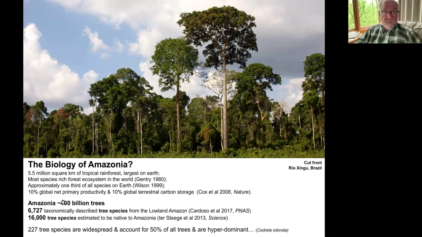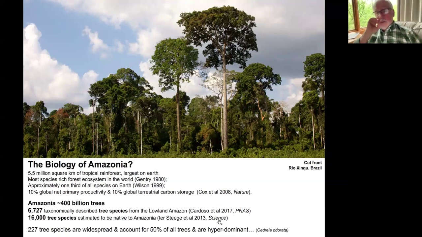That's what they estimate. There are 6,727 taxonomically described tree species from the lowland Amazon. This article is in PNAS 2017. There's like 800 in North America, north of Mexico. So 6,727 have been described by science, yet they think there's 16,000, meaning there's 10,000 yet to be found, estimated to be native to Amazonia, from the Tuskegee article in Science.